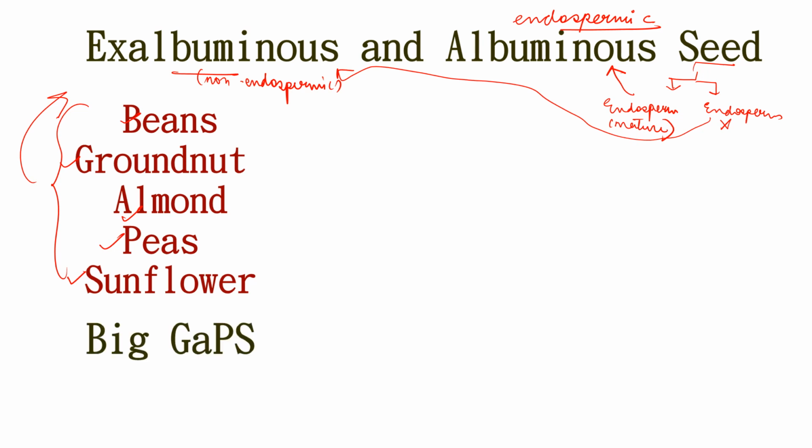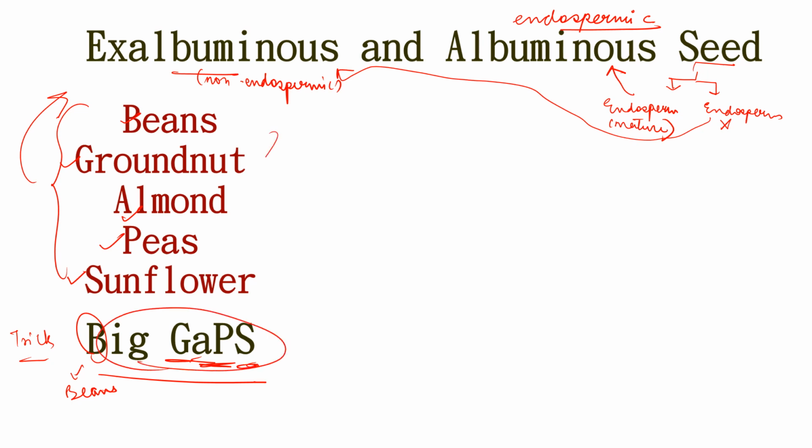For that, the trick is very simple. The trick is of two words, that is big gaps. From B of big it's beans, from G of gaps it's groundnut, from A it's almond, from P it's peas, and from S it's sunflower. So with these two words, it is easy to remember all these five examples.